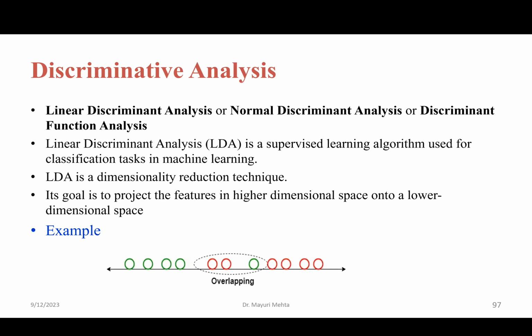The goal of linear discriminant analysis is to project the features in higher dimensional space onto a lower dimensional space. Please imagine that there is a multi-dimensional space. If there are two axes, x and y, it is a two-dimensional space. If there are x, y, and z axes, it is a three-dimensional space. So LDA is used to project the features from a higher dimensional space into a lower dimensional space, maybe from 3 to 2, or 2 to 1. Three-dimensional means x, y, z axes are there.